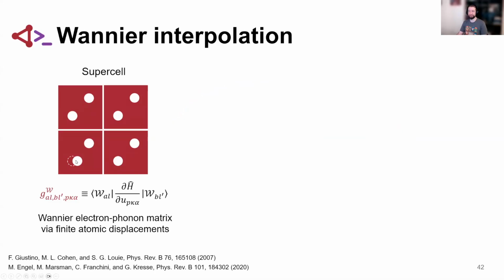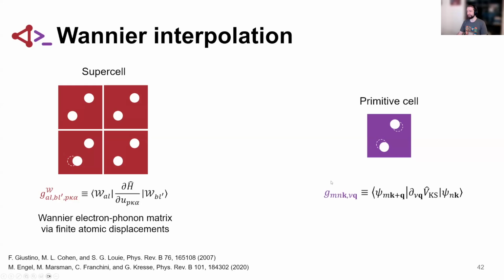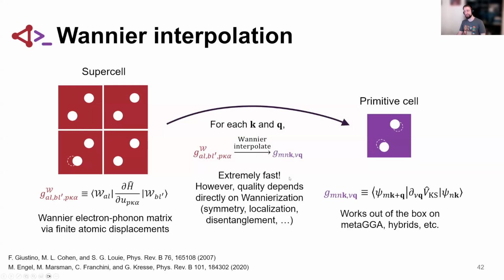Now we deal with an atomic displacement here, but in addition, we have the same Wannier orbitals in the supercell everywhere. We construct a change of the Hamiltonian with respect to atomic displacements in the Wannier basis. And we want to get to the matrix element in the unit cell using the Bloch representation. And once again, we can do this with a Wannier transformation, a Wannier interpolation. And now we interpolate not just K, but K and Q. So both K and Q can be picked arbitrarily, which is an extremely fast process.